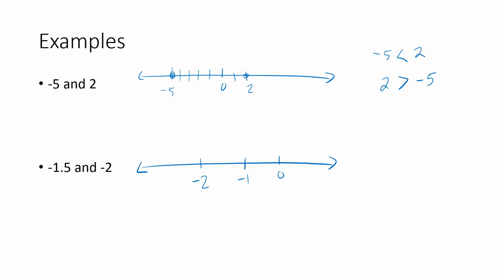So it's really, really helpful to actually graph it, look at it. So -1.5, again, is going to be like -1, and then -1.5 will be right in between the -1 and the -2, and then the -2 will be further over to the left. And so there's my -1.5, there's my -2. So -2 is less than -1.5, or you could say -1.5 is greater than -2. And again, seeing it on the number line can be a huge deal.